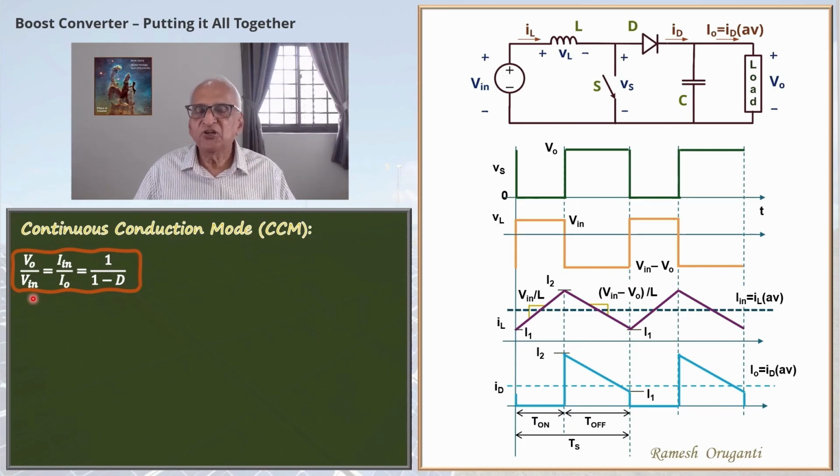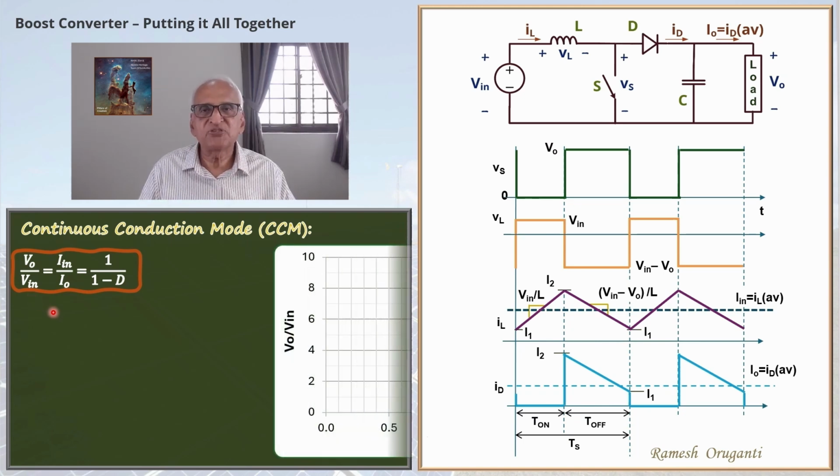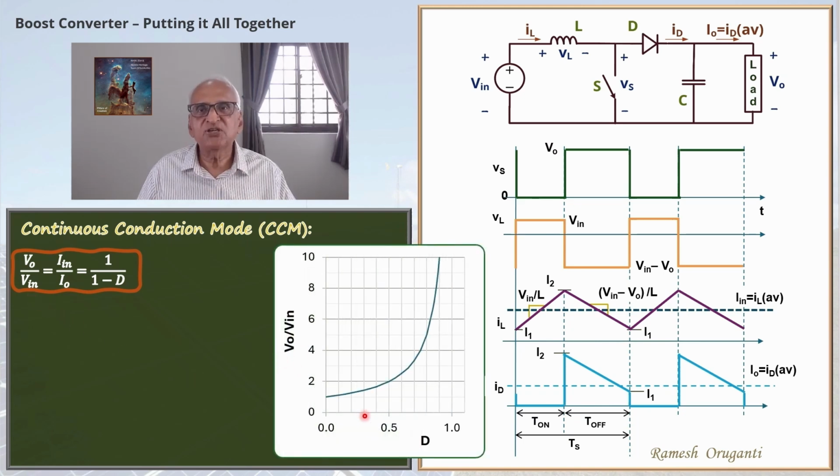We can plot Vo by Vin in terms of D. D will range from 0 to 1. When D equals 0, Vo by Vin is 1. As D goes towards 1, the Vo by Vin curve goes higher and higher. In practice, because of losses in the circuit, there will be an upper limit on the Vo by Vin ratio that one can obtain.